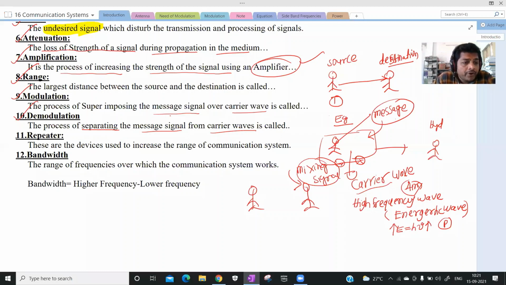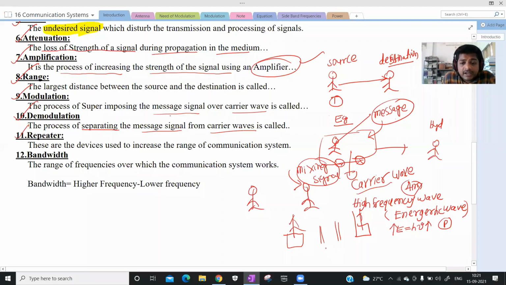Now listen, one more term I'm going to introduce: repeater. In between a transmitter and a receiver, we place some devices. These devices increase the range of the communication system. Such devices are called repeaters. They will amplify the signals. Understood? These are the devices used to increase the range of the communication system.